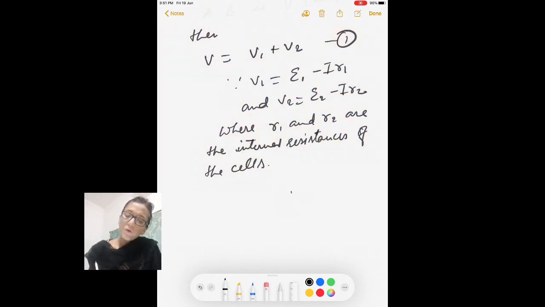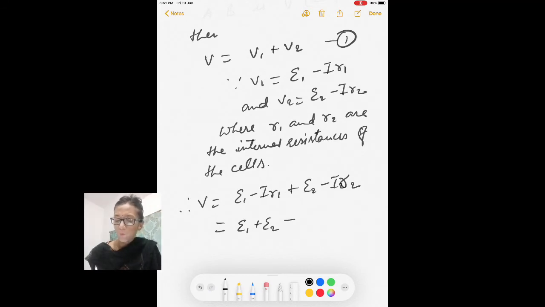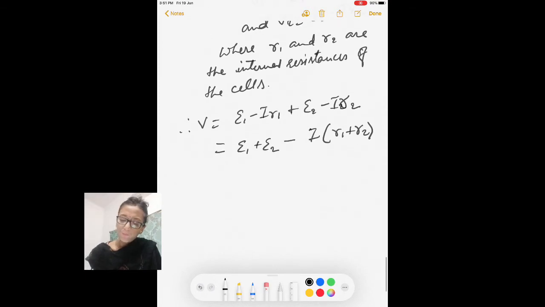Now let me put the value of V1 and V2 in this equation. Therefore V is equal to E1 minus IR1 plus E2 minus IR2, and this is equal to E1 plus E2 minus I into R1 plus R2.